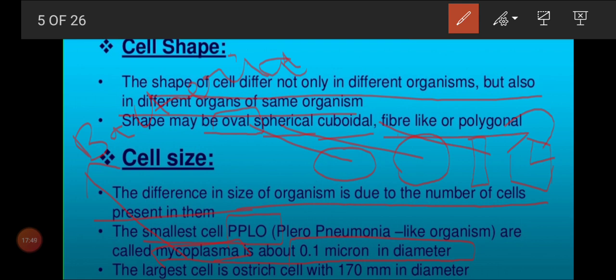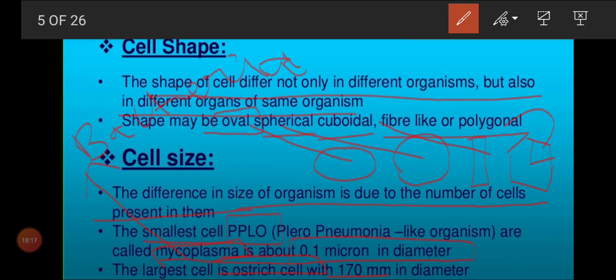And the largest cell, what could be the largest cell? We are talking here only about a single cell. The largest cell is the ostrich cell. Okay, and its diameter is 170 mm. If you take the egg of the ostrich, that egg is the biggest cell, that is 170 millimeter in diameter. I think you are clear, children.